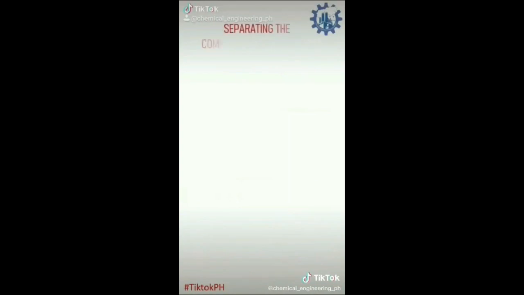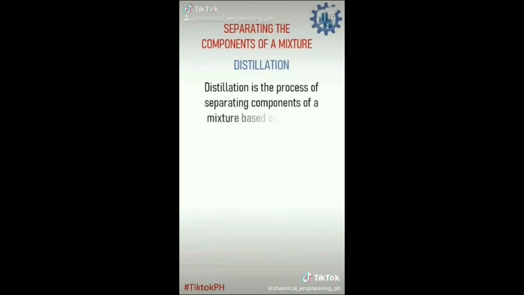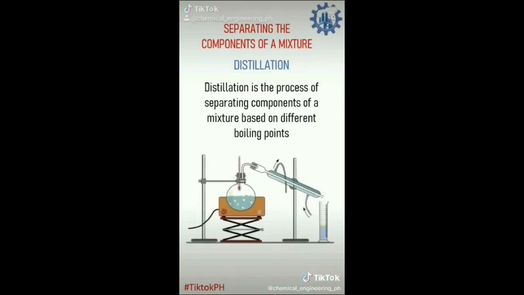Another method for separating a component of a mixture is what we call distillation. Distillation is the process of separating components of a mixture based on difference in boiling points. To separate a mixture of liquids, the liquid can be heated to force the components, which have different boiling points, into a gas phase. The gas is then condensed back to a liquid form and collected.